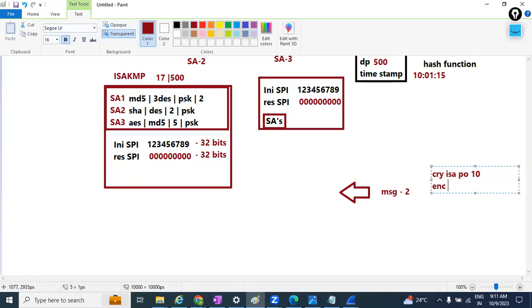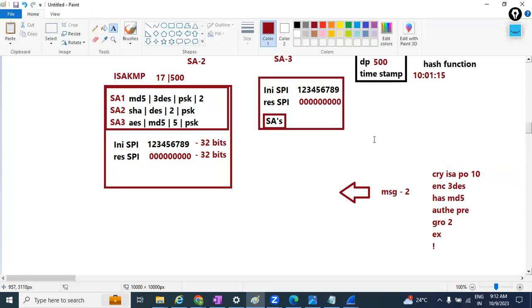Okay, then let's consider encryption. I'm going to use 3DES. Hashing is MD5. Authentication, I'm going to use RSA, and what else? Group I'm going to use. So this is the only thing I have configured here. And how many SAs have I configured on the other side?